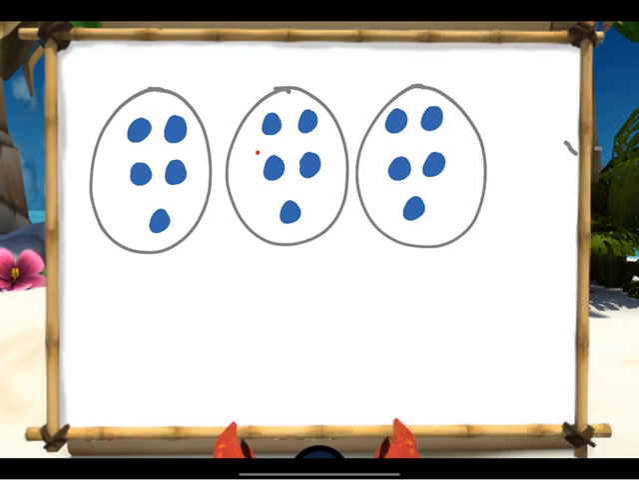How many are in each group? Let us check. 1, 2, 3, 4, 5. There are 5 in each group. So the size of each group is 5.